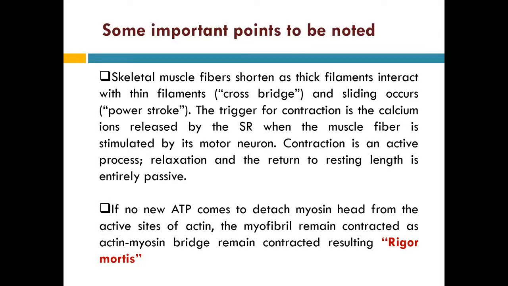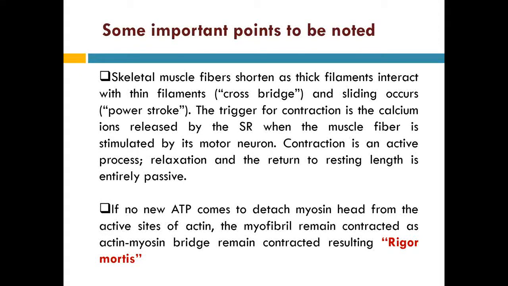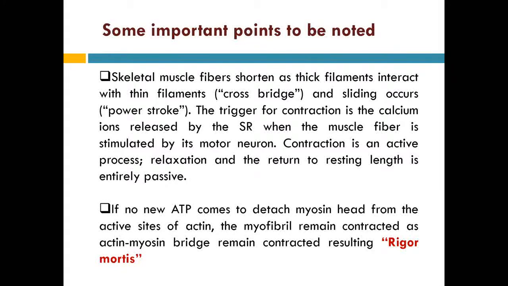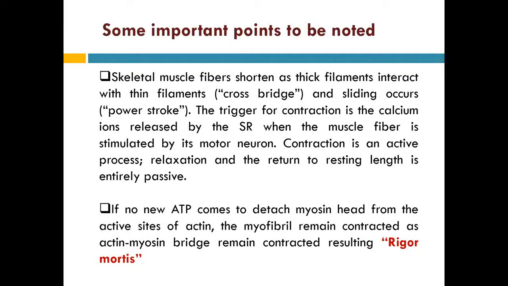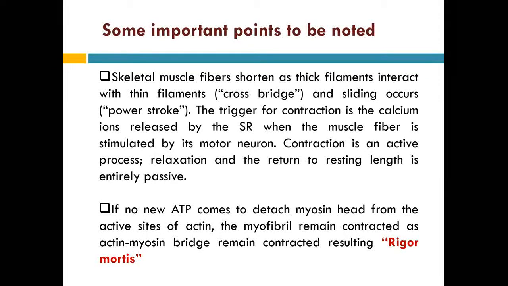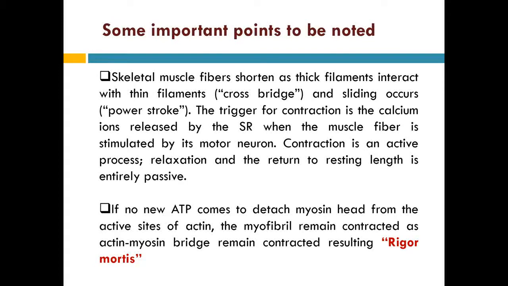Actually, what is happening in rigor mortis is very important. You know that ATP is used not only for the myosin head to attach to the active site of the actin, but also for releasing the myosin head from the actin active site. A new ATP should come. So, what will happen in a dead body or a person who is suddenly dying? There will be no generation of new ATP. So, when the person is dying, all the muscles are contracted. That means all the heads of the myosin filaments are attached with the active site of the actin.